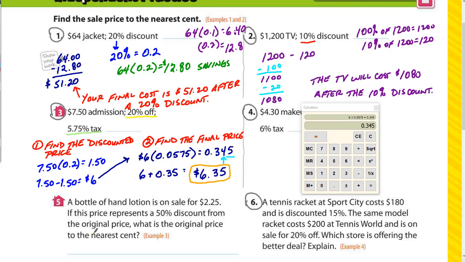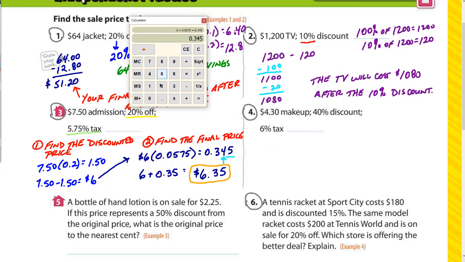Okay, so some of you might have approached that problem a little bit differently. If you remembered the part of the lesson yesterday where we talked about how we care what we pay, not what we save, you might have taken this first part, the $7.50, and said, if I'm saving 20%, then I'm paying 80%. So I'm going to multiply it by 0.8. You can see what's going on in my calculator here. $7.50 times 0.8, or 80%, would give you the 6 right away.